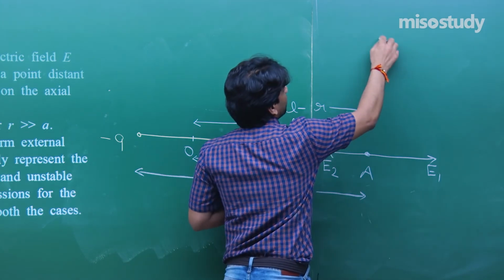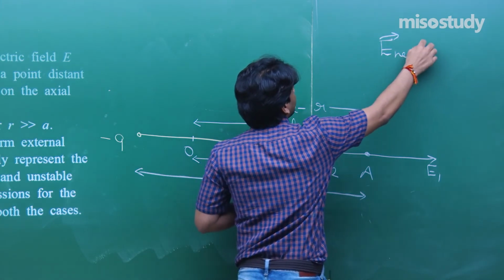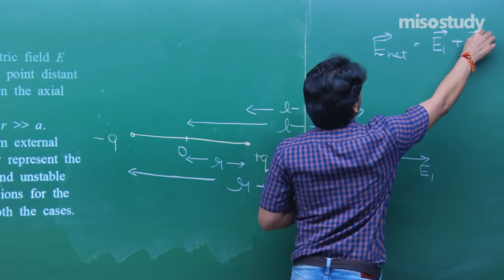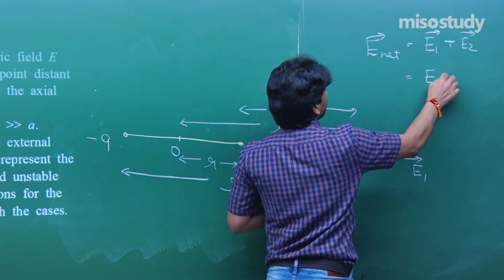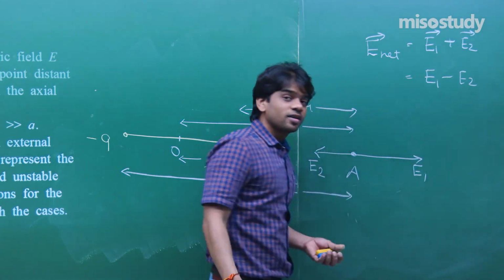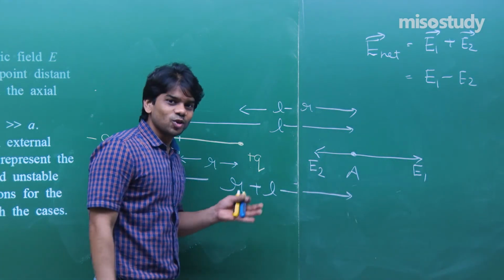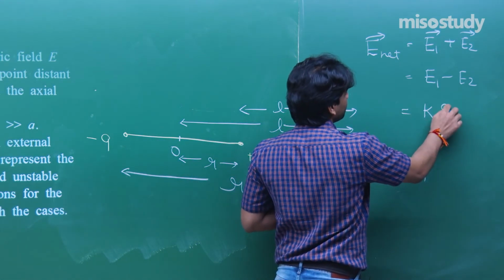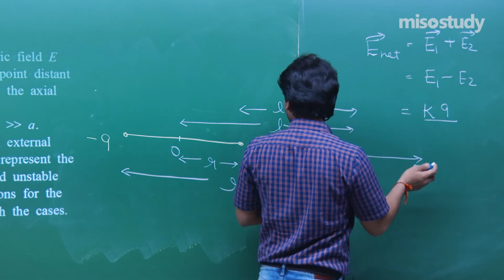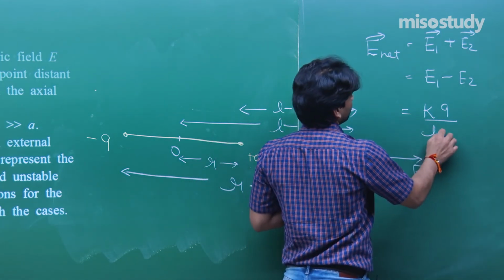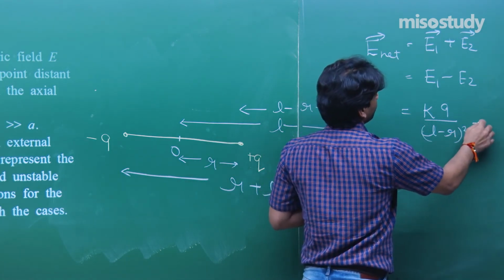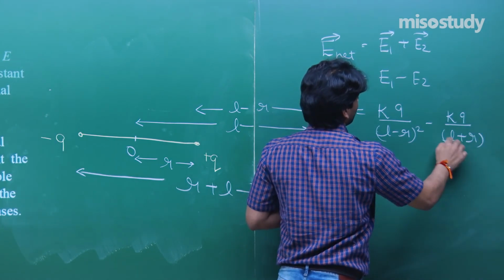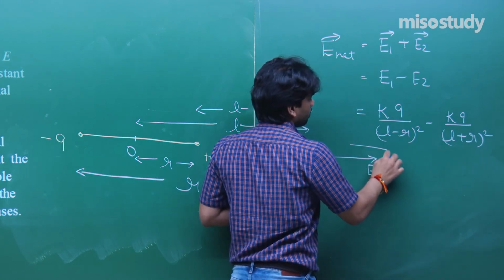E2, the net electric field will come out to be the vectorial addition of both the two, or magnitude wise it will be E1 minus E2. I believe that from here you can do it, so I should not proceed with more part. KQ upon (L minus R) whole square minus KQ upon (L plus R) whole square. Further proceed from here.